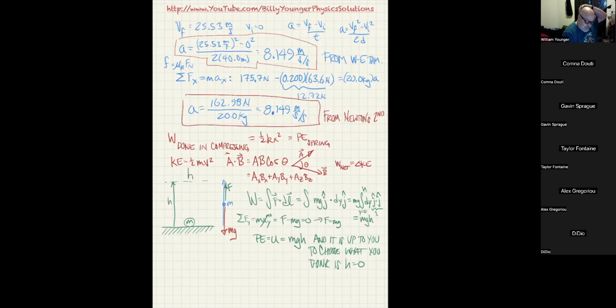Okay, so we now have a new equation to go with our old ones, and that is potential energy is equal to mgh, and I'm going to say close to Earth. In other words, what I mean by that is close to the Earth's surface.